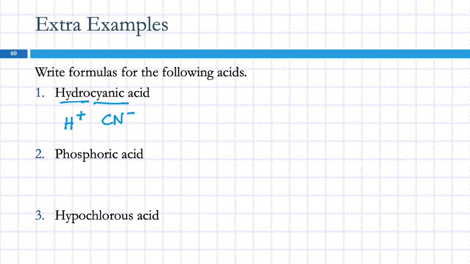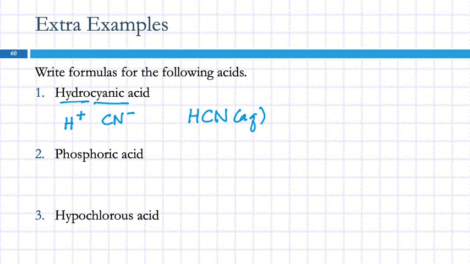This is why I don't like that they call these binary acids, because this falls in that category of naming, but there's 3 elements in it. So I prefer to think of them as oxyacids and the other kind. So we've got the hydrogen ion and the cyanide ion, and then we put them together as if they were ionic, so the charges will add up to 0.